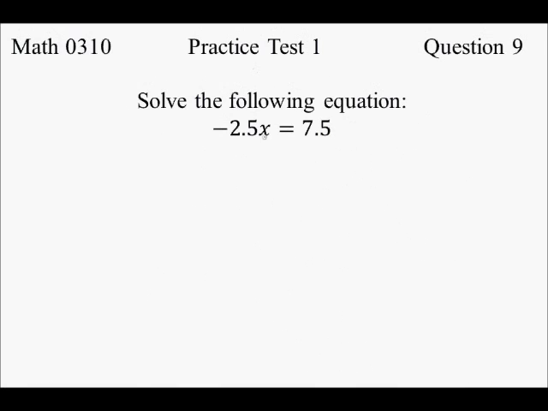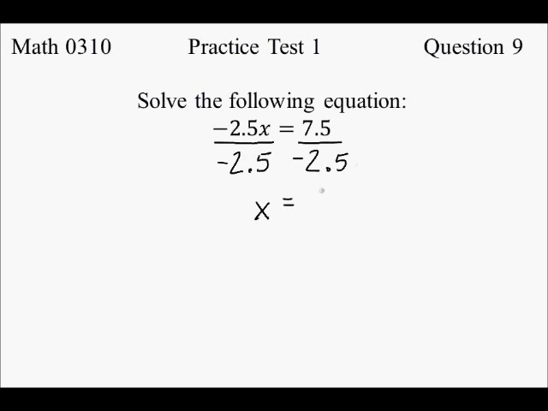Question 9, solve the following. Negative 2.5x equals 7.5. So here we really just have a pretty simple equation, sort of a one-step problem here. We have negative 2.5 times x, and we really would just want a 1x, and that would tell us what x is. So what we really want to do is just divide by negative 2.5, because if we have some number over itself, that's just going to give us 1. So we're going to end up with 1x here, or just x. And then if we divide this side by negative 2.5, we also want to divide this side by negative 2.5.